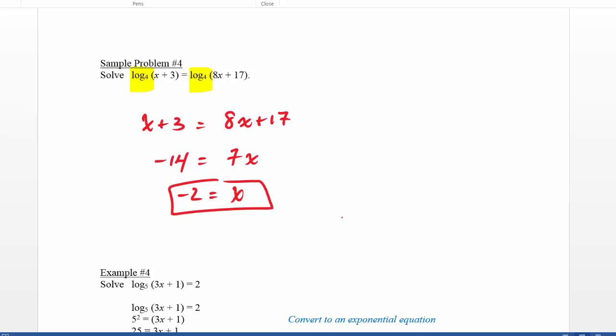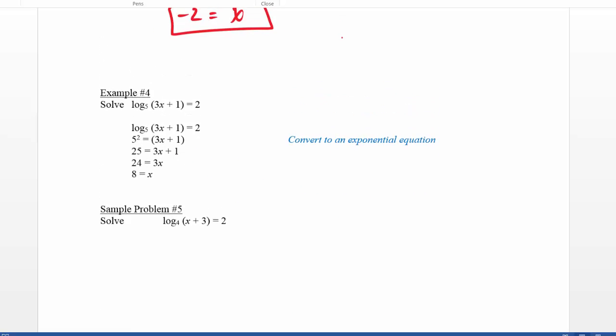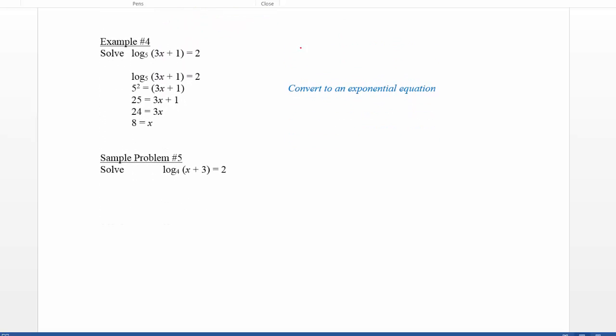Alright, let's take a look at the next example. In the next example, we're at a situation where we have a log on one side equal to a number on the other side. And so this is going to go back to rewriting logs to exponents. And if you recall, just again, this little circular technique that we've used in the past to help us rewrite things. And then once you get it in exponential form, again, it's a simple algebraic equation for you to solve. And so we'll take a look at sample problem number 5.